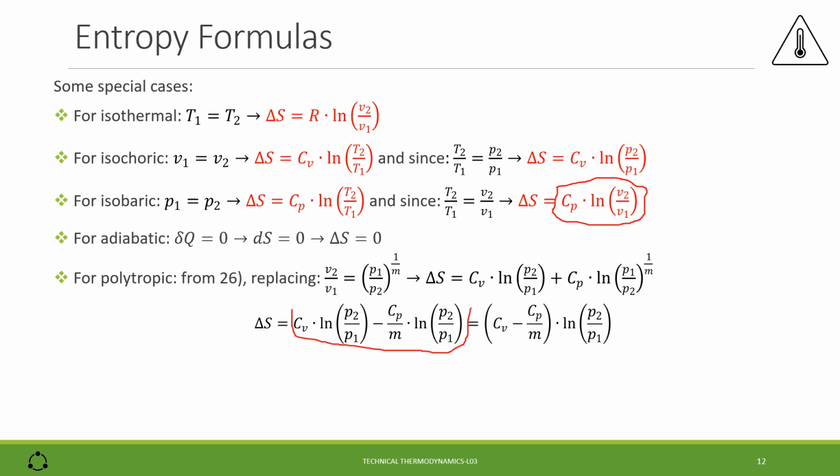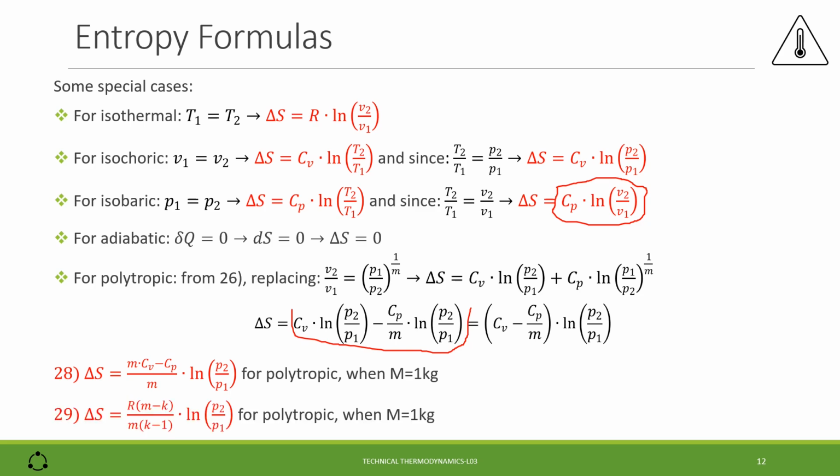And since we have a common factor, we can group the logarithm of P2 over P1, and we have a very simple expression here. So we find the formula number 28 for the polytropic, also considering the unitary mass, and if you replace Cv and Cp with the expression of R using the ratio of the heat values k, we can express delta S also with the formula 29.